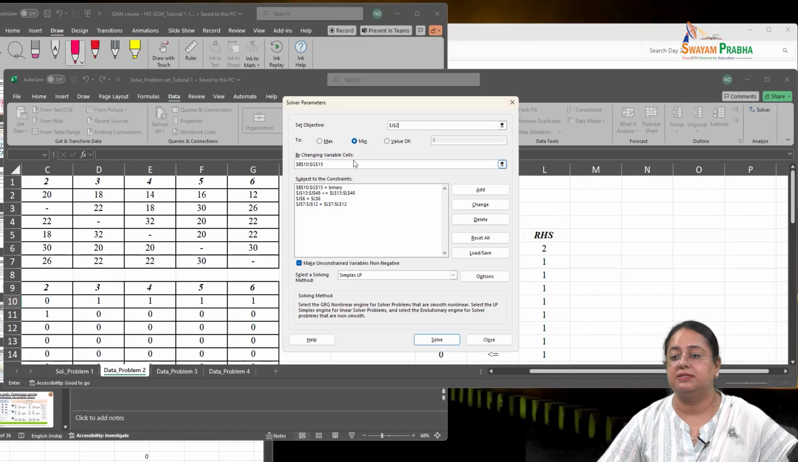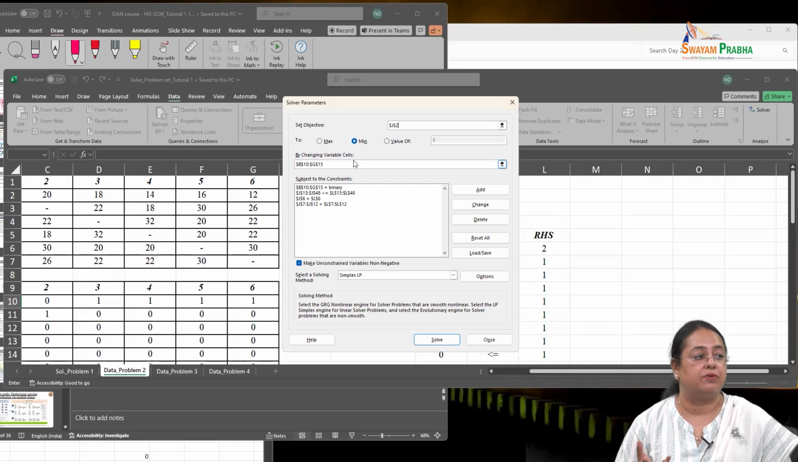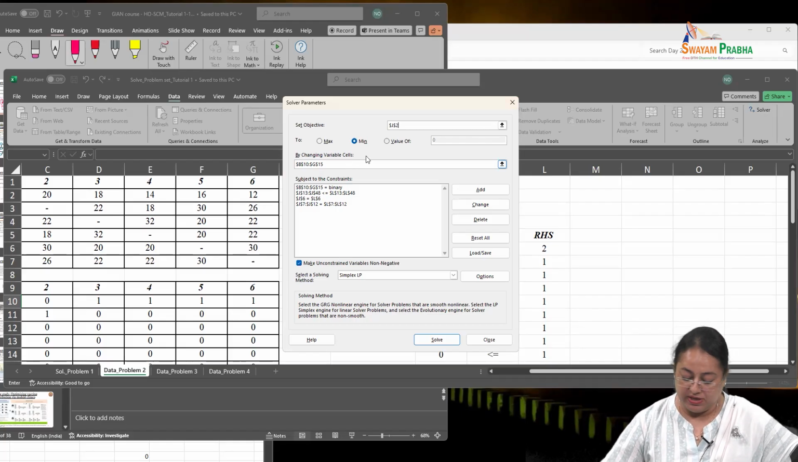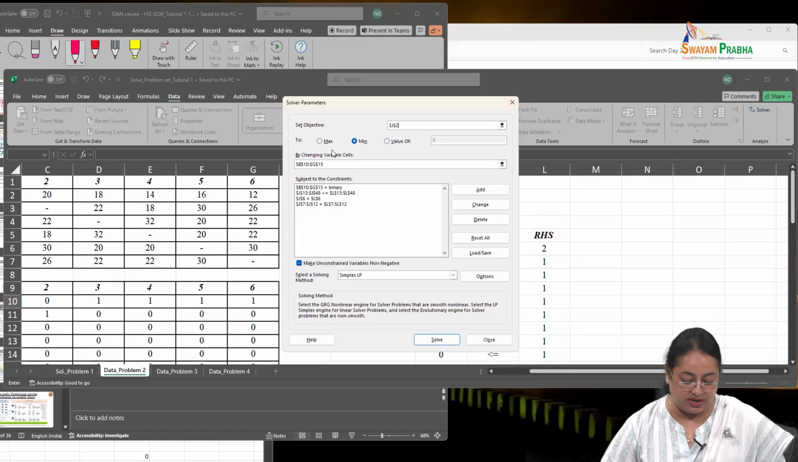Changing variable cells are nothing but your decision variables, the variables whose values we want to find out. It is called a changing value because it will change the solution. If the value changes, your solution changes. This is the decision variable. Now, what are your decision variables?